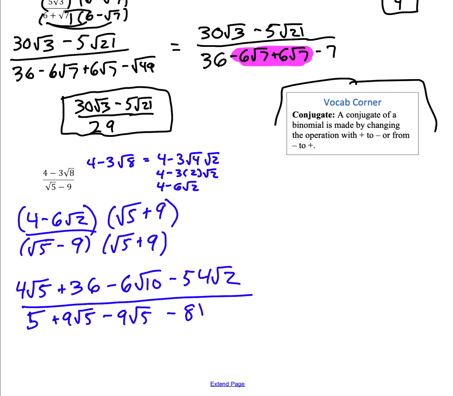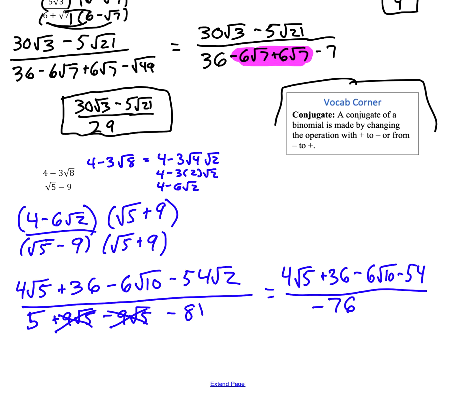Simplify that numerator. Nothing going on there. There are no like terms to add, unfortunately. But in the denominator, we see that the 9 radical 5 and minus 9 radical 5 cancel out. So we have 5 minus 81, which is negative 76 in the denominator. And our numerator stays the same: 4 radical 5 plus 36 minus 6 radical 10 minus 54 radical 2.